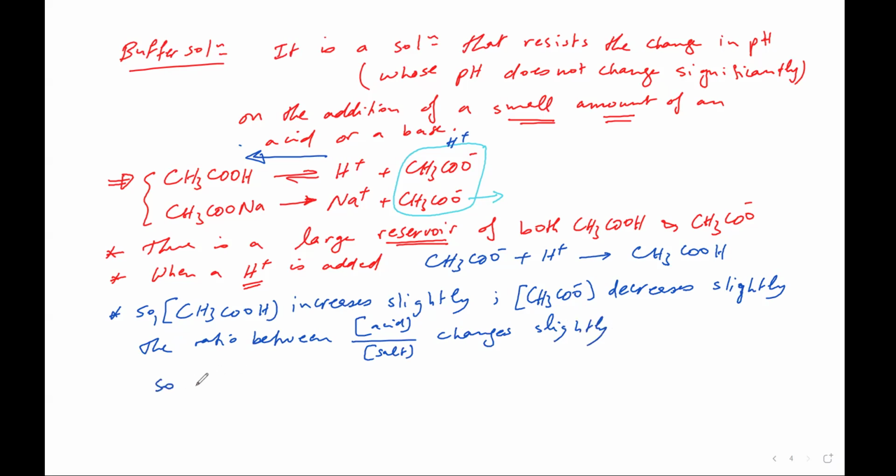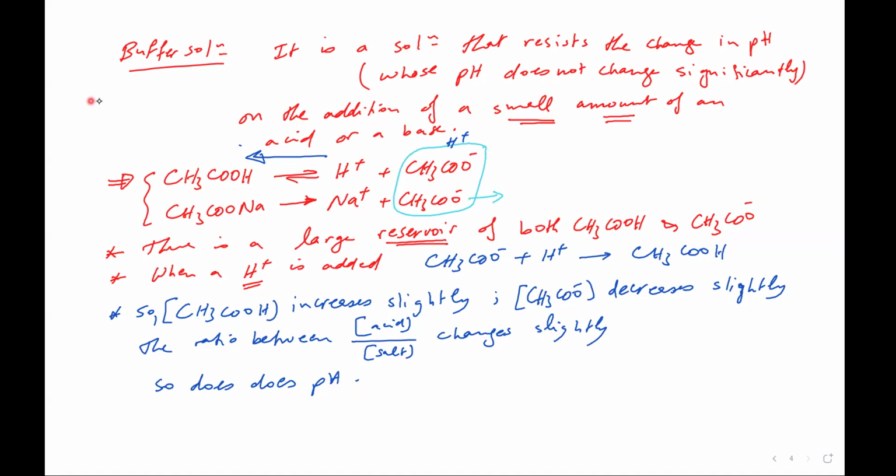So does the pH. It means that if the concentration of the ethanoic acid increases slightly because the equilibrium shifts to the left-hand side, and the ethanoate ion decreases slightly because it reacted with the H positive, then the ratio between them will change slightly, and so does the pH. It will change slightly.